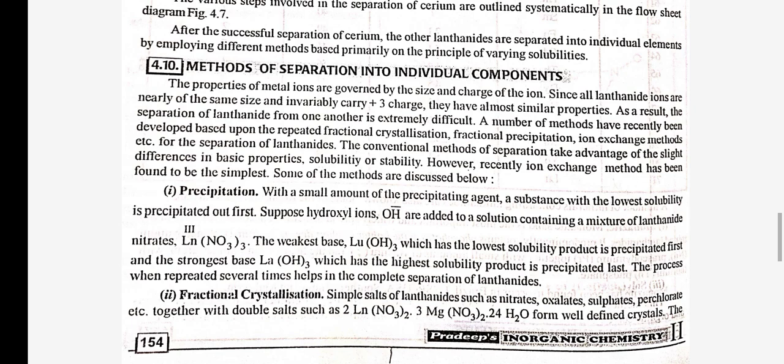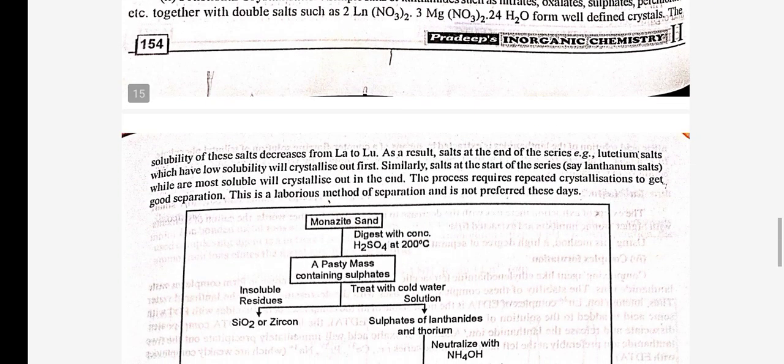Fractional crystallization. Simple salts of the lanthanides such as the nitrate, oxalate, sulfate, and perchlorate, together with double salts such as 2Ln(NO3)3·3Mg(NO3)2·24H2O, form well-defined crystals. The solubility of these salts decreases from lanthanum to lutetium. As a result, salts at the end of the series, for example lutetium salts, which have low solubility, will crystallize out first. Similarly, salts at the start of the series, which are most soluble, will crystallize out in the end.